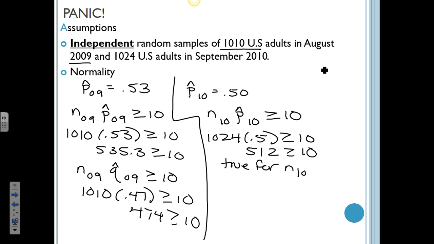You guys know that's true for N sub 10, Q hat sub 10, right? Why is that true for that one as well? So I have 535.3, 474 point something, and 512. All those bigger than 10? Yeah. Yay! So what can we say there?